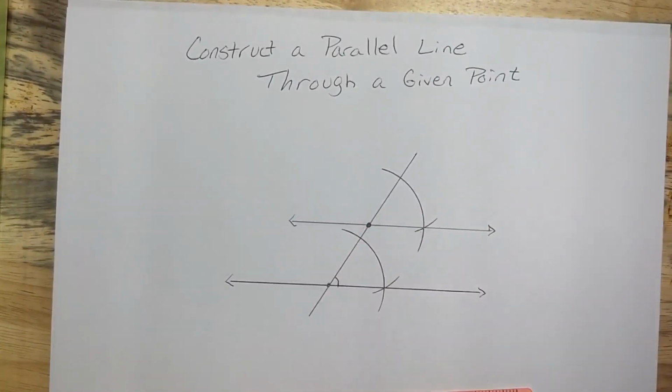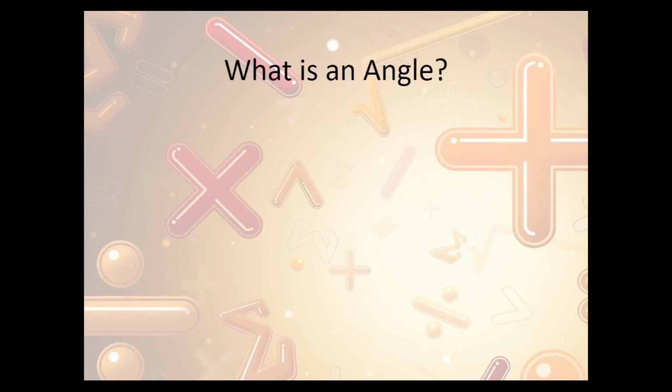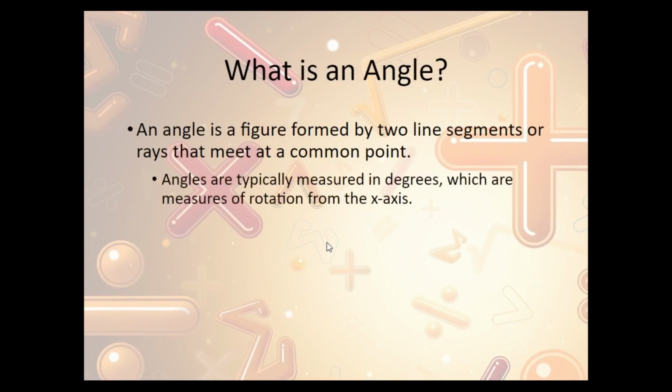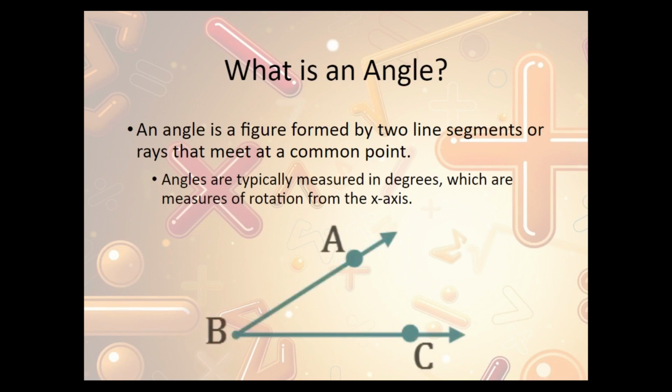Pretty nifty. Now, what is an angle? An angle is a figure formed by two line segments or rays that meet at a common point. Angles are typically measured in degrees, which are measures of rotation from the x-axis. So an example of this would be here. We have ABC here. BC is a ray, and BA is a ray, and they meet here at point B. And it forms this kind of V shape here, which is an angle.